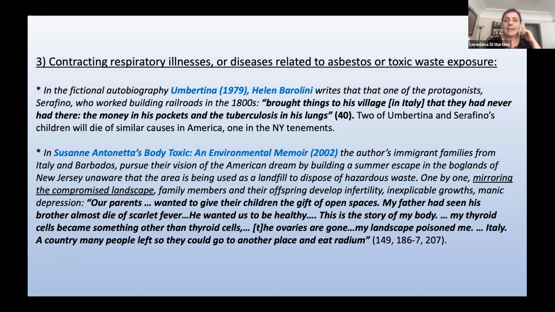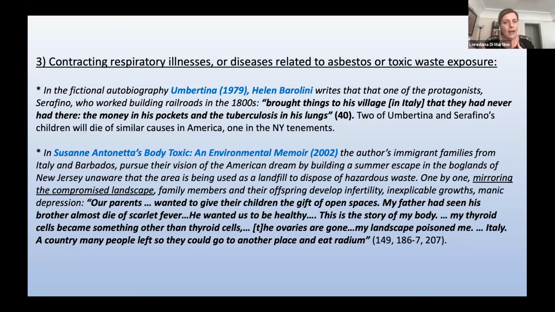Contracting illnesses or diseases related to asbestos or toxic waste exposure. So in another fictional autobiography that we read in the class, Umbertina, Ellen Barolini talks about how one of the main protagonists, Serafino, who worked building railroads in the late 1800s, when he went back home to find a wife, which is a practice that happened at the time, brought things back to his village in Italy that they had never had there, the money in his pockets and the tuberculosis in his lungs. The protagonist also ends up losing 2 children as a result of similar causes in America, one of them in the New York tenements.